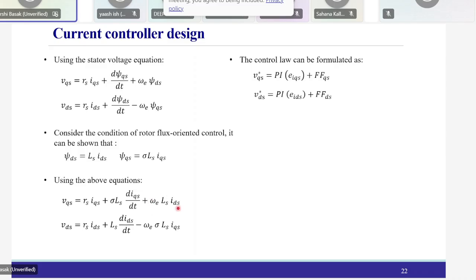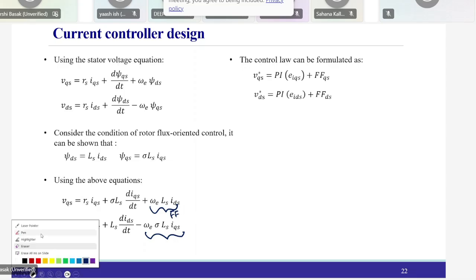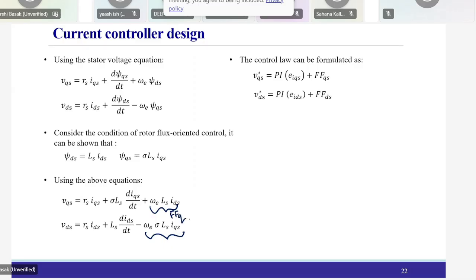The term omega E into LS into IDS can be put as a feed forward term. Sorry, this will be my FFQ, and this will be my FFD. So corresponding to these equations, we will be using them to formulate the PI controller.